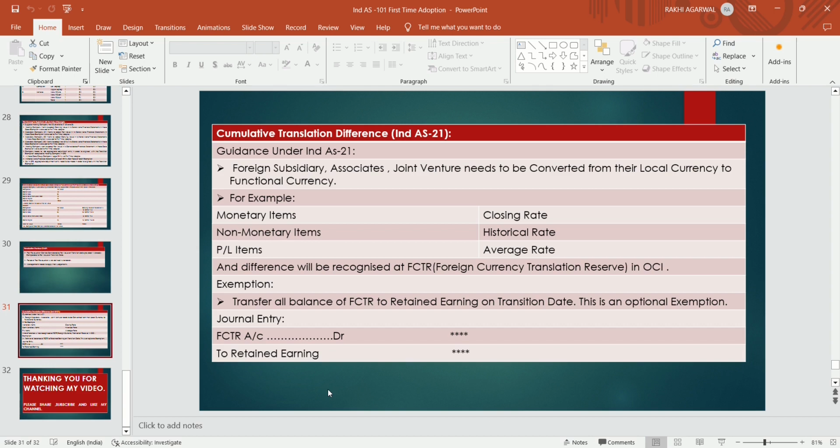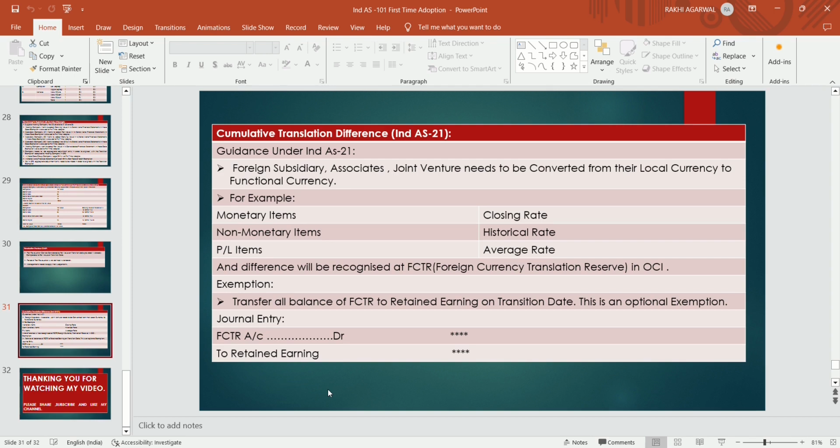Now cumulative transition differences as per Ind AS 21. Guidance under Ind AS 21 says that if there is a foreign subsidiary, associate or joint venture, its financials need to be converted from the local currency to the functional currency. For example, monetary items are converted at the closing rate. Non-monetary items are converted at the historical rate. P&L items are converted at the average rate. And the difference will be recognized in FCTR, that is Foreign Currency Translation Reserve, in OCI.